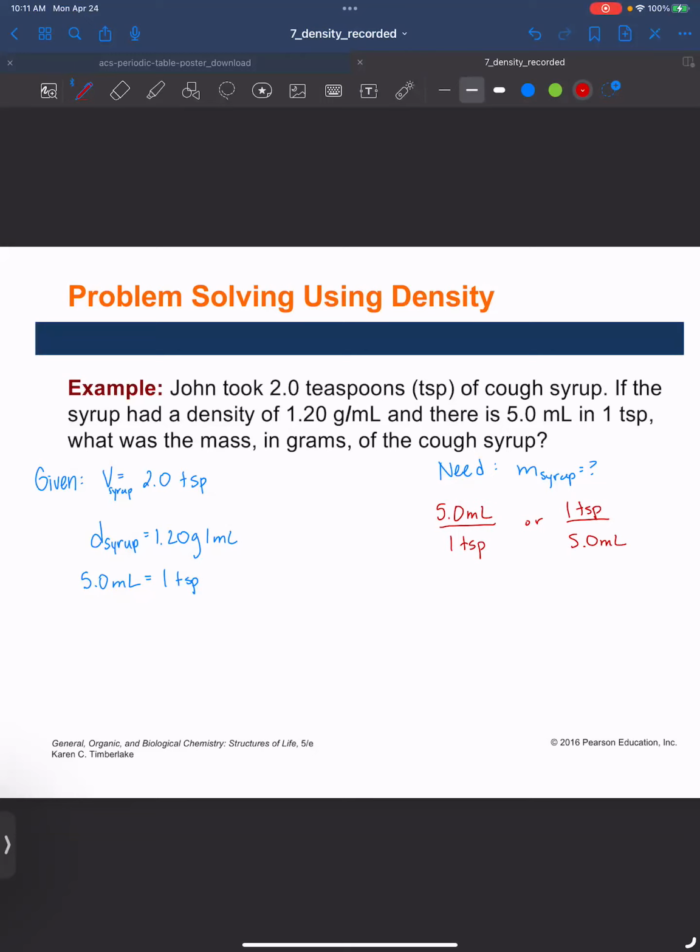I also know that density is a conversion factor, so I'm going to write that as conversion factors as well. 1.20 grams per 1 milliliter, or 1 milliliter over 1.20 grams, and that's for the density of the syrup. I'm also provided the formula. Density is equal to mass over volume. And I recognize that mass is part of the density formula, so I may be able to use this formula to figure out mass in the end.